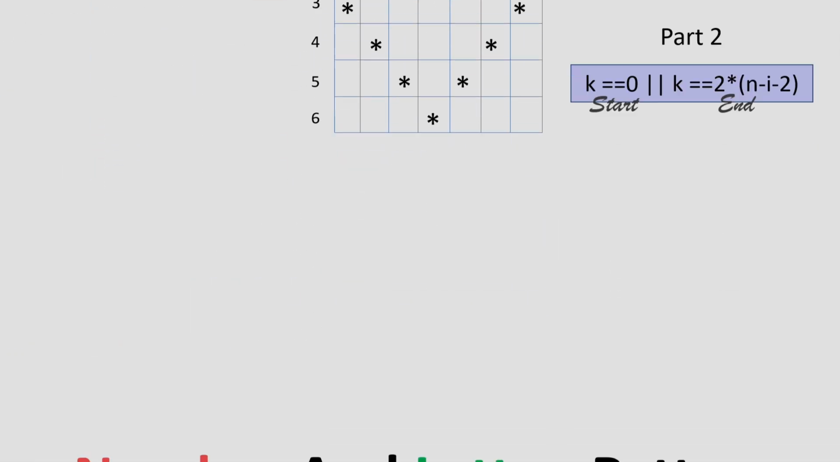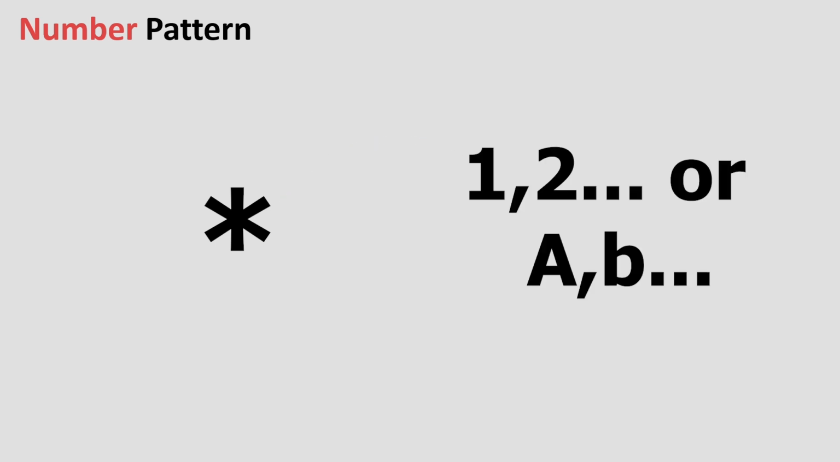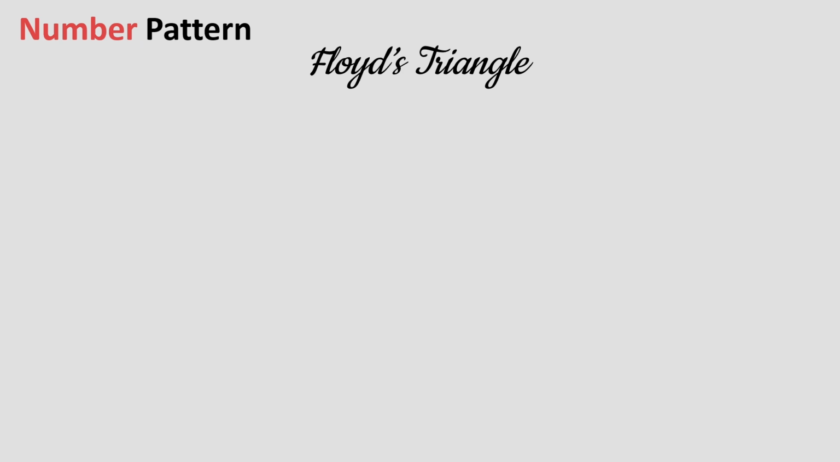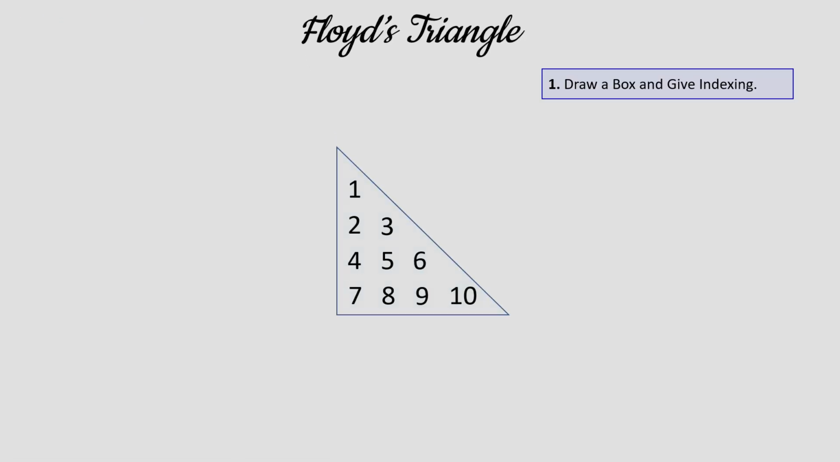Now, let's move to the last type of pattern problems. It is not that different, but instead of stars, here we are printing numbers or characters. One popular example is Floyd's triangle. It is a right angle triangle where number increases at each step. Let's quickly apply our trick.